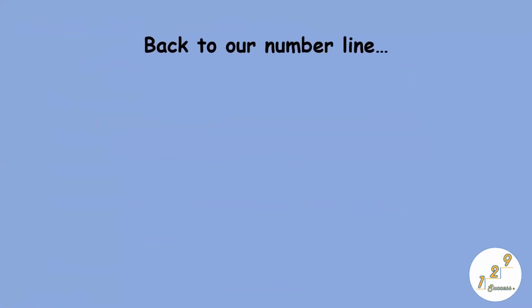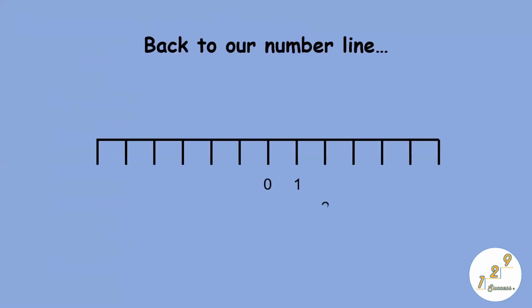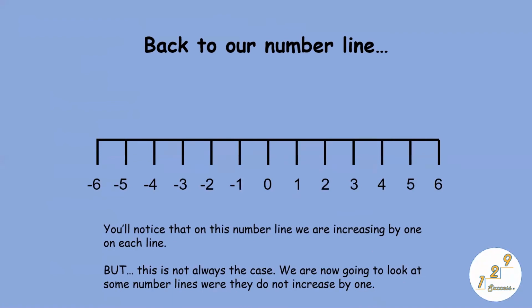Now, we're going to go back to our number line. 0, 1, 2, 3, all the way up to 6 and down to minus 6. Now, you'll notice that on this number line, we've been increasing by 1 each time. And as before with the positive numbers, we look for the difference in each of these lines, and that's known as the scale. But as you notice with the positive numbers, this is not always the case. And over the next few slides, we're going to look at some negative numbers on the scale, and they might not always increase by 1.